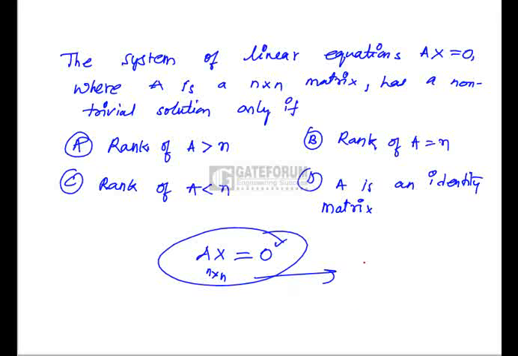Now, it's a straightforward question which is nothing but the properties of non-trivial solutions. If rank of A is less than the order of the matrix, which is n, then only the non-trivial solution exists. So the answer is option C.